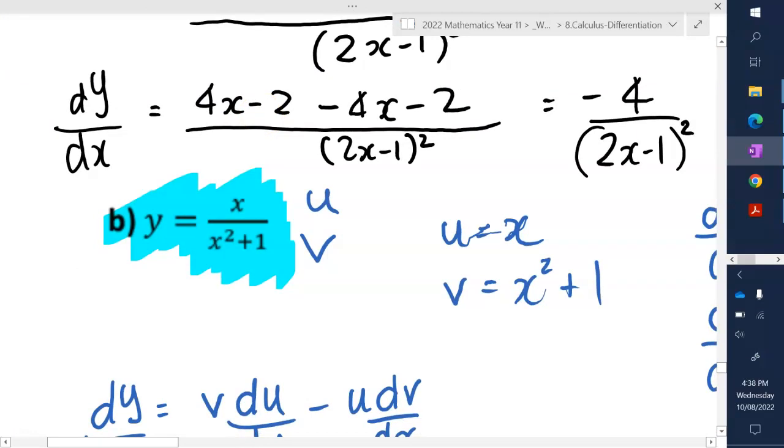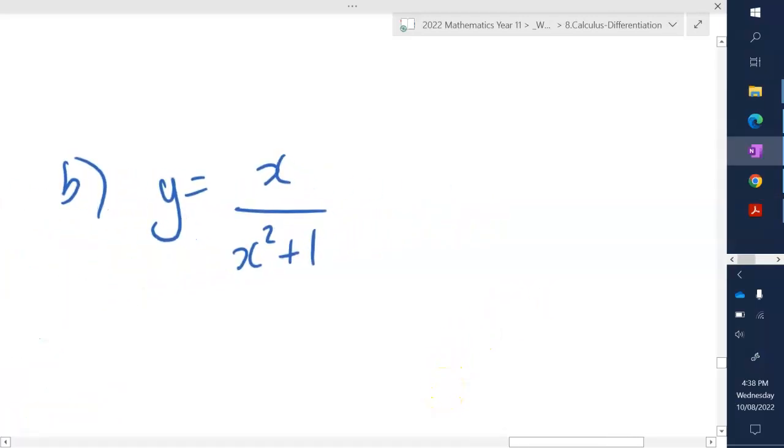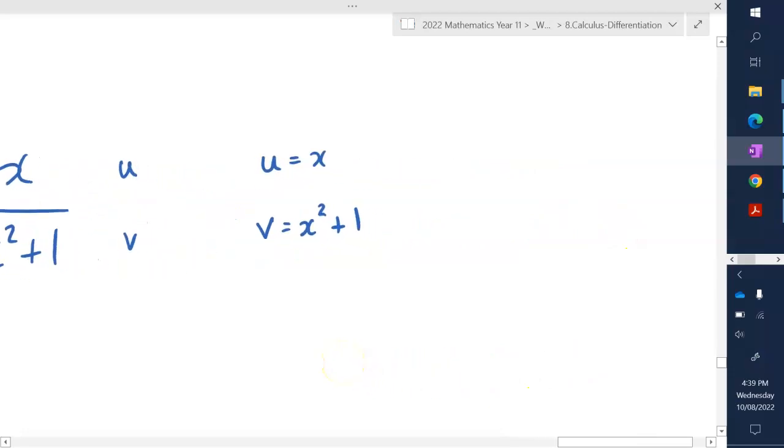We are going to differentiate this one now. y is equal to x over x squared plus 1. Okay, so again, you need to recognize the function. It is a quotient. There is a u on the top. We're going to have a v on the bottom. So u is equal to x. v is equal to x squared plus 1. And the more you do of these, the more you'll feel comfortable doing that.